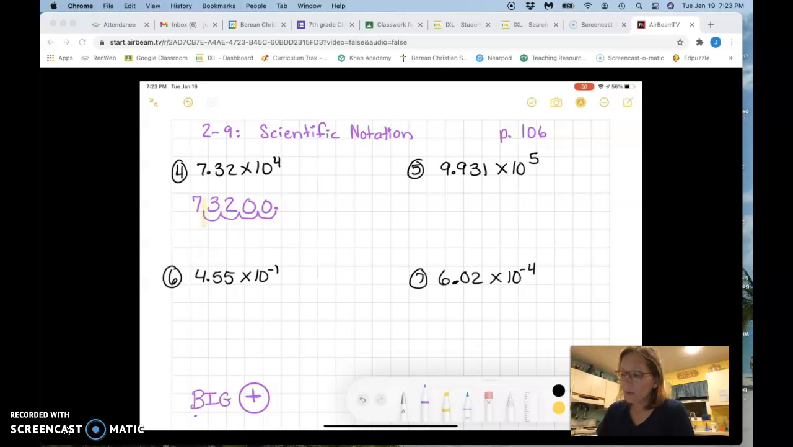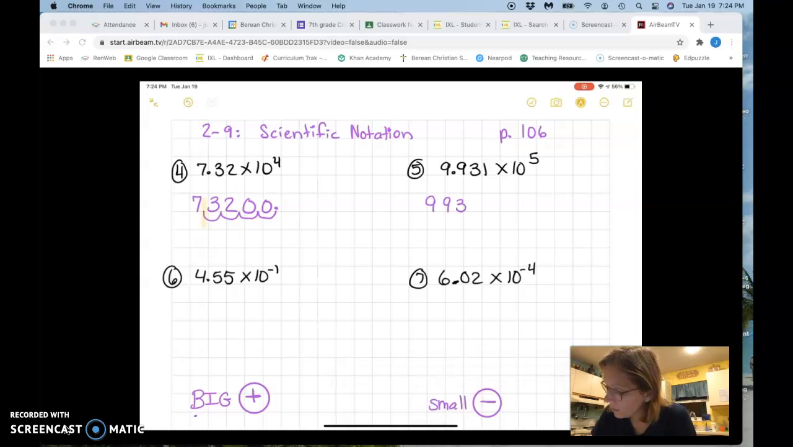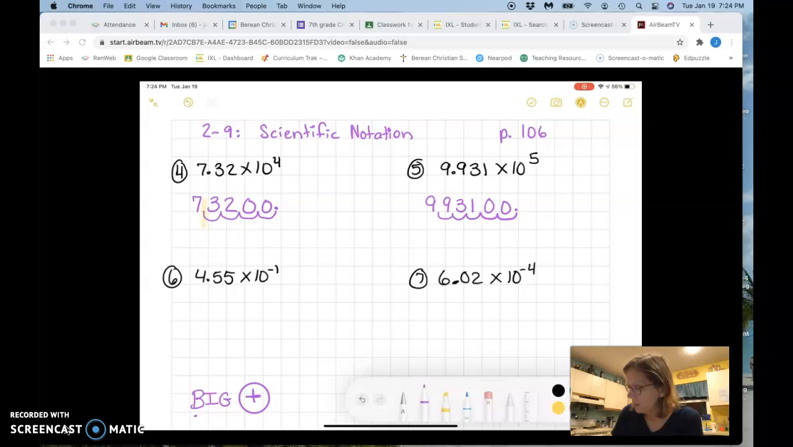All right, so the next one, again, it's a positive exponent, so I'm going to make a big number. So I'm going to write my number down, and then I'm going to start where the decimal was and hop 5 places this time. 1, 2, 3, 4, 5. And that's where my new decimal goes. Fill in the empty hops with zeros. So my new number becomes 993,100. Okay, let's keep going.